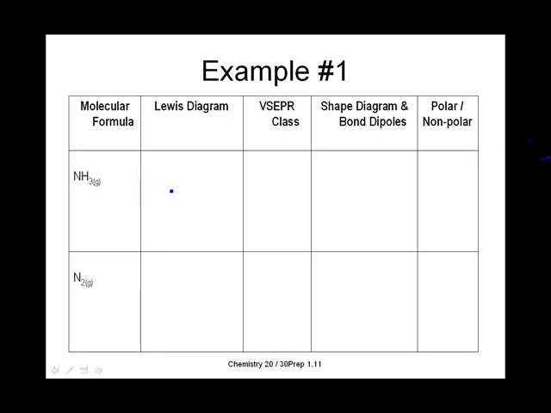So I have NH3. We've drawn this a few times now, so I'm just going to skip ahead a little bit. We know that NH3 is a nitrogen center with 3 hydrogens. Its VSEPR class is AX3E, and so we know this is going to be a trigonal pyramidal molecule in terms of its shape diagram.